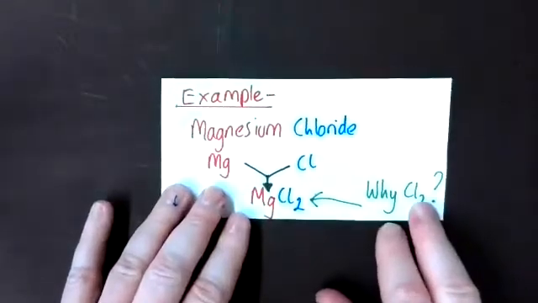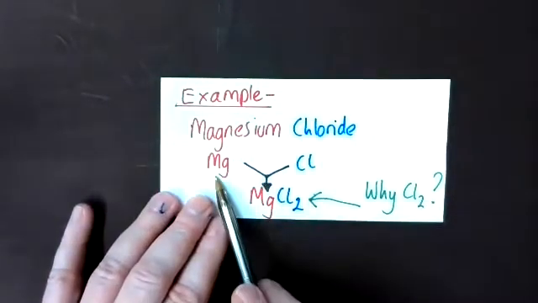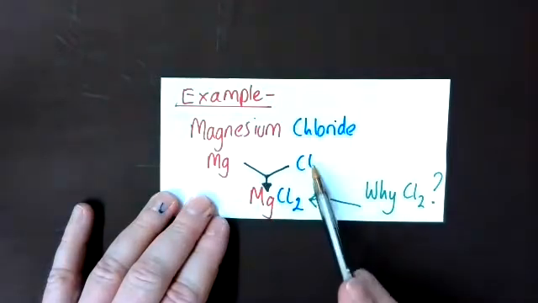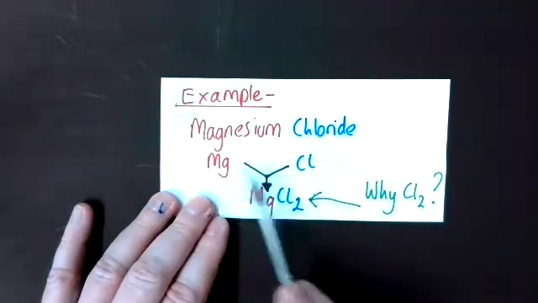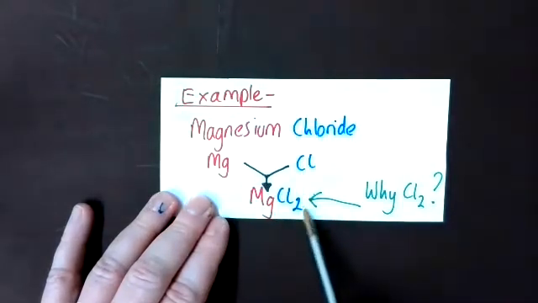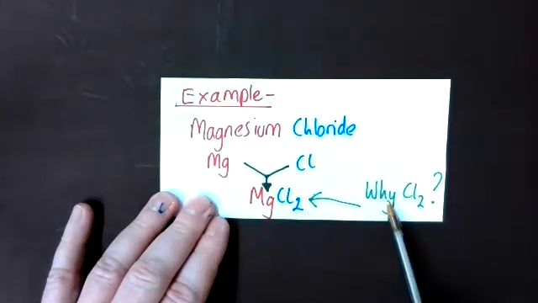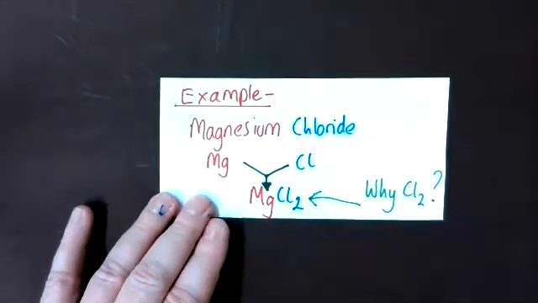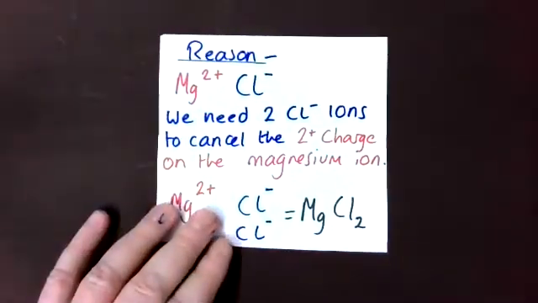Here's another example. In this example, we've got magnesium, which is Mg. And again, I've used the chloride ion, so I've looked up chlorine, which is Cl. So Mg and Cl come together and we end up with MgCl. However, the chemical formula this time includes this 2 down here. So why Cl2 and not just Cl? Let's take a look.